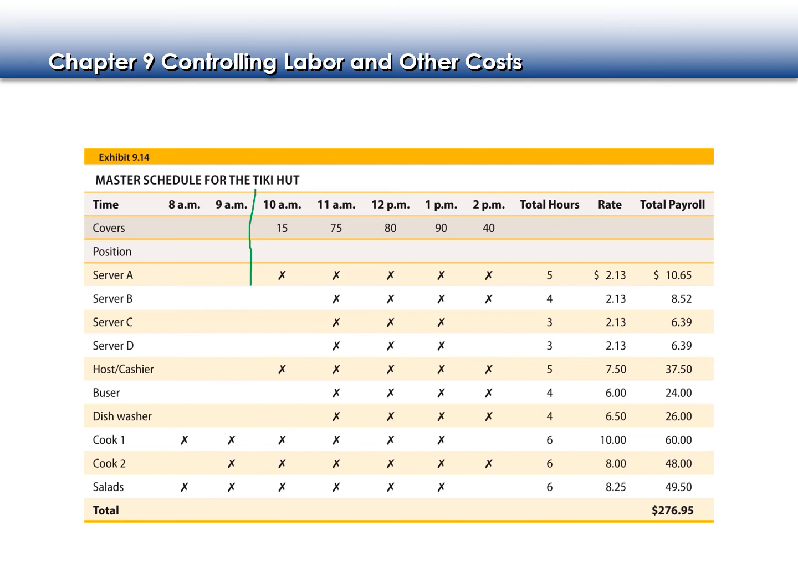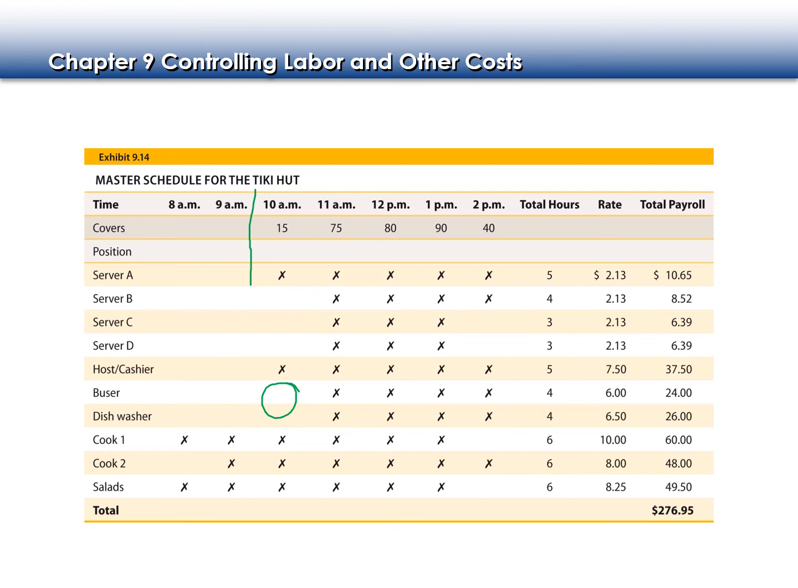The host and cashier would also come in right when the restaurant opens to make sure everything is good to go. And then you can see we don't need to have our dishwasher and our busser come in until 11, because there's really not a whole lot for them to do when these first 15 people are coming in. Staggering the entry times, the times that people come in to work, is one of the best ways that we can manage our labor budget.